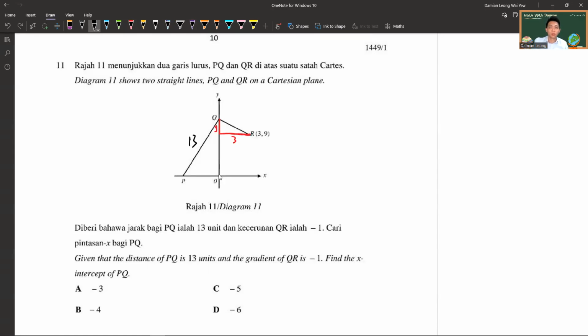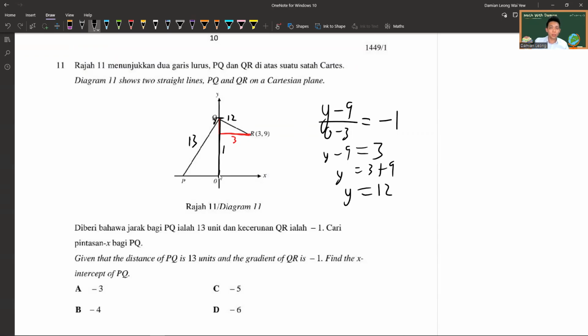But if I just find this y value, the y-intercept, basically, y2 minus y1 over x2 minus x1 means 0 minus 3 equals -1. So this -3 brought up: -1 times -3 is 3. Y minus 9 is 3. Y will be 3 plus 9, 12. So here is 12. So this height is 12.